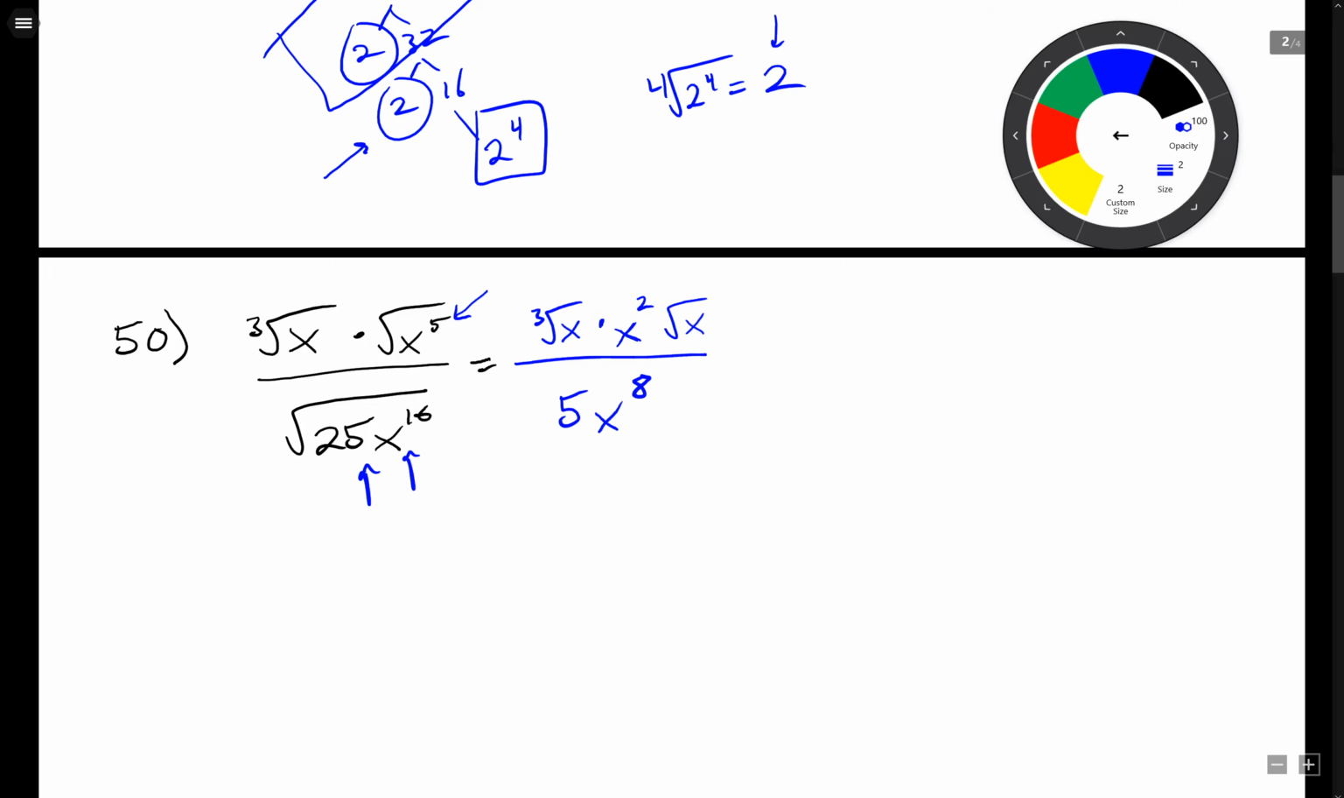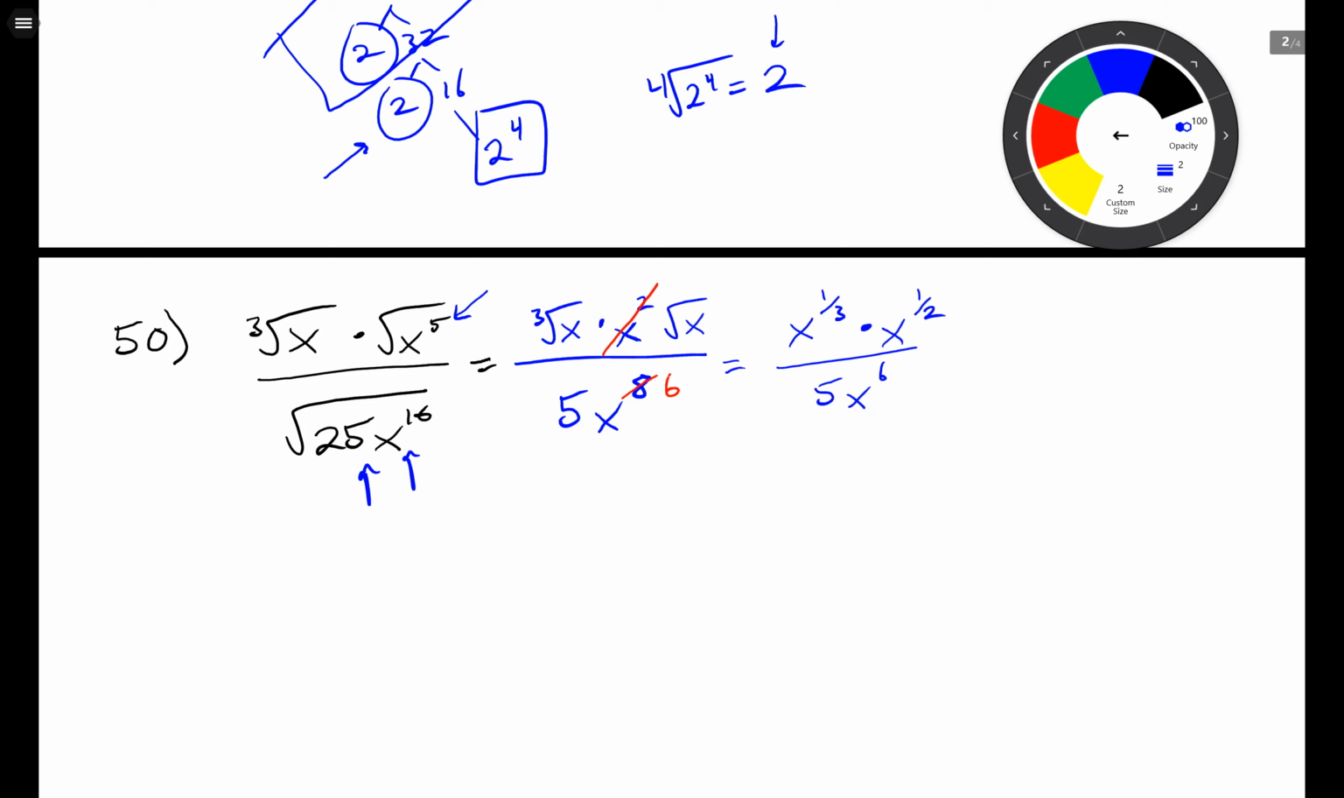Now, I see some things that can cancel here. For example, there are 2 x's on the top and 8 on the bottom, so that'll leave me with just 6 on the bottom. Also, rather than writing the cube root of x as that, let's write it as x to the 1/3, and let's write the square root of x as x to the 1/2. Because if I write things this way, I might be able to see what's going on with these problems.